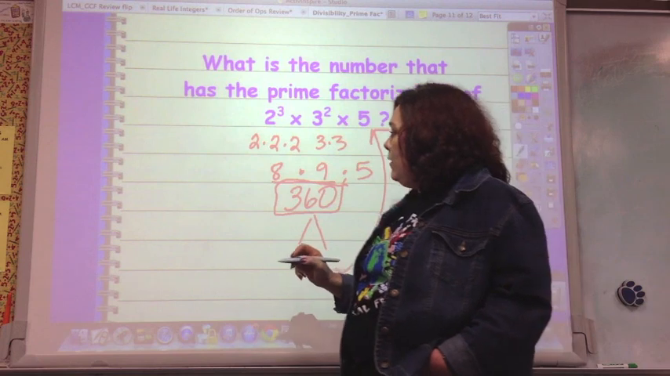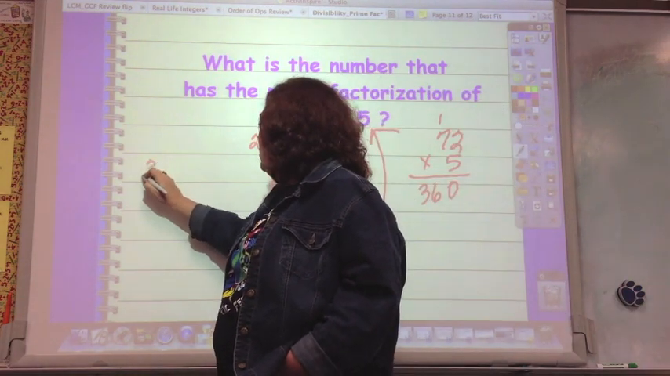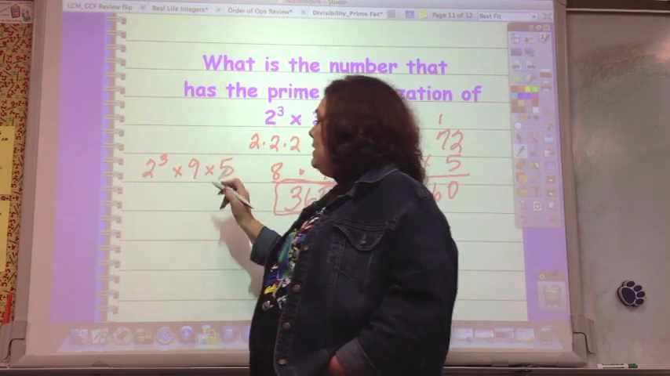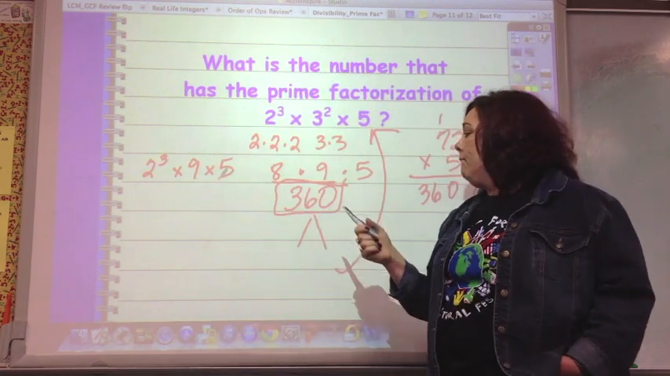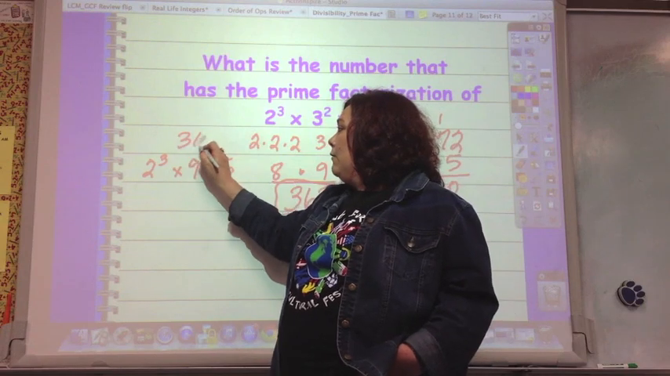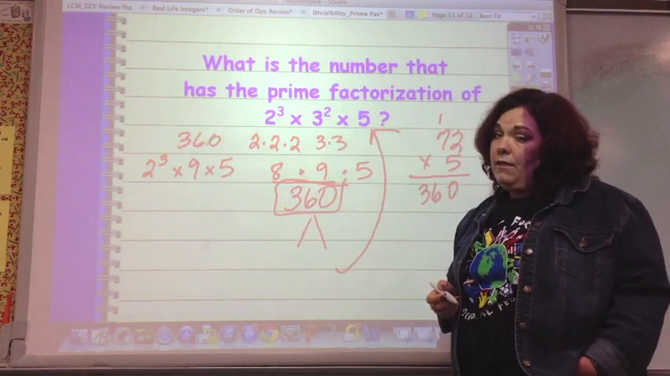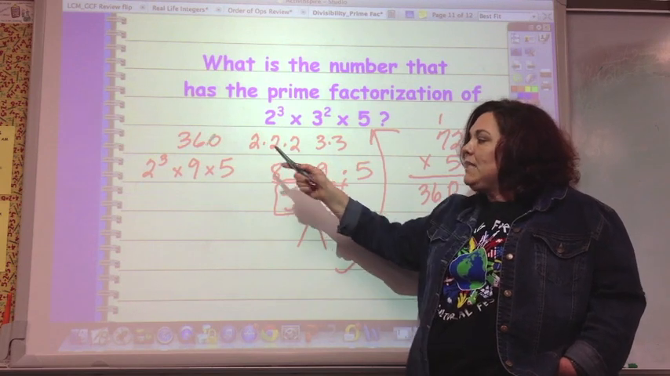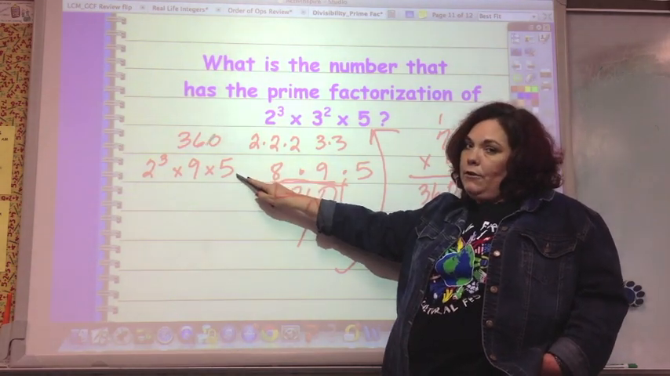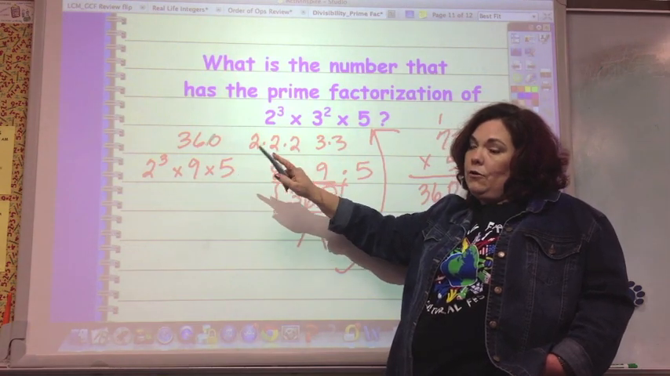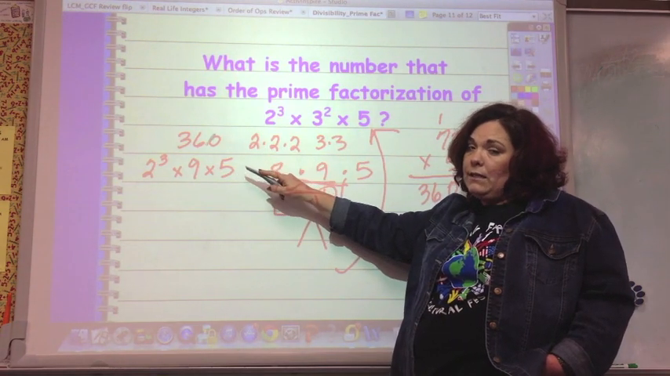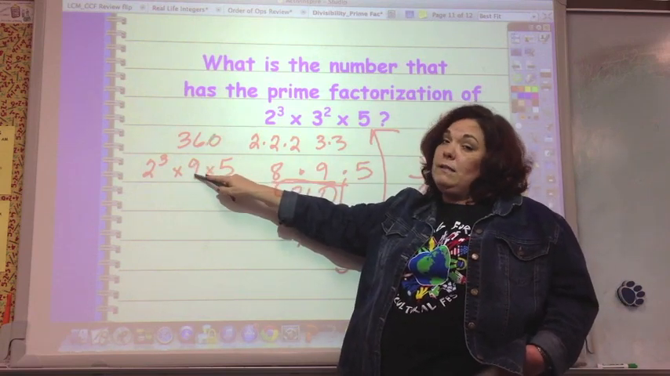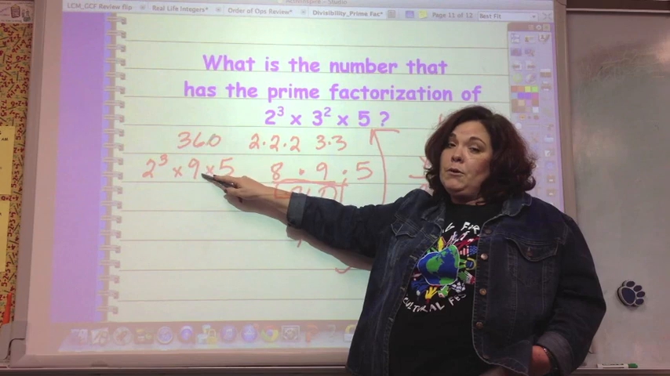But what is wrong if it said 2 to the third times 9 times 5 as an answer choice? Is that the prime factorization of 360? There's a problem with that. 9 looks prime, but it's not prime. The numbers have to be prime. So you're going to see very, very small numbers with exponents or without exponents, but you're not going to see the number 9, you're not going to see the number 10, or any multiples of that.